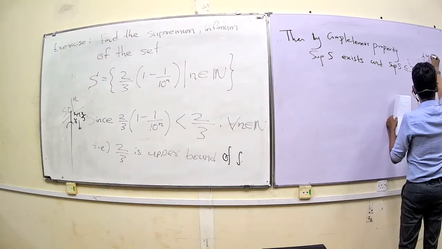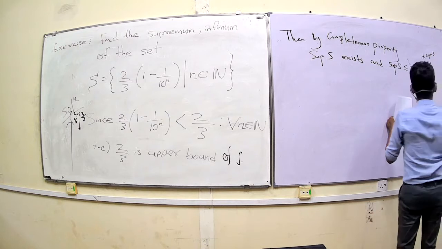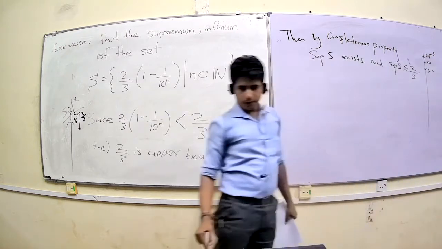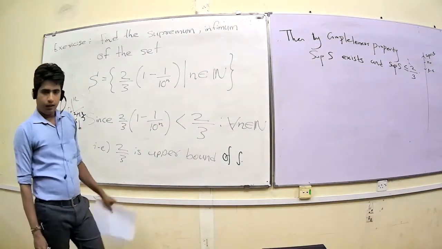Suppose your supremum is supremum of S equal to L. Then you can find L minus epsilon, and in this interval you can find some value x naught. It is possible, no? We already studied that the least upper bound is there.